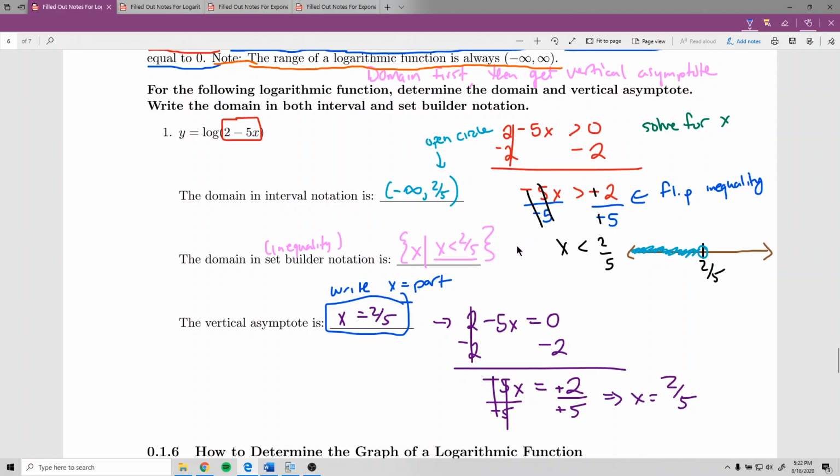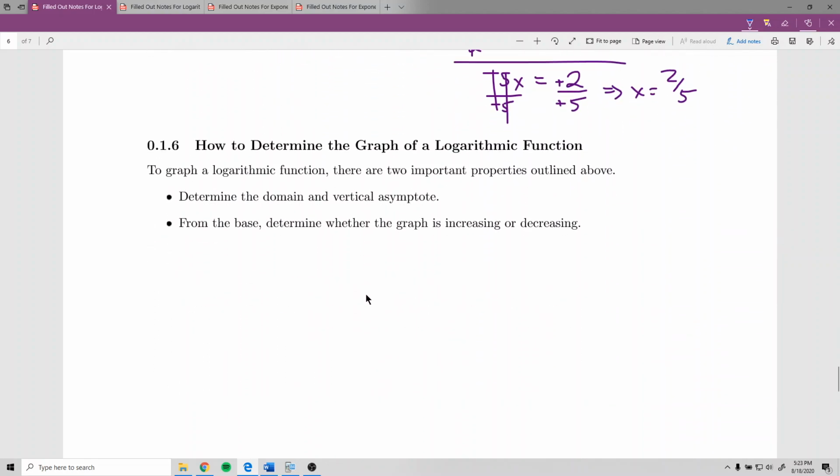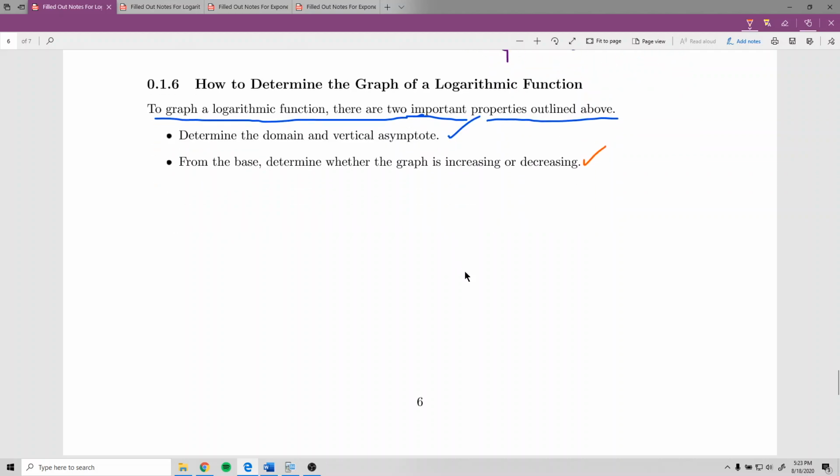All right, so that's how we find the domain and vertical asymptote of a logarithmic function. The next and last thing in this section is if you're given a graph now, how do you figure out, or if you're given a function, how do you figure out the graph? Well, you really do two things. Determine the domain and vertical asymptote. That's the first thing, that's what we did above. And then from the base, determine whether the graph is increasing or decreasing. If you do those two things, these questions are multiple choice and you will narrow it down to one.